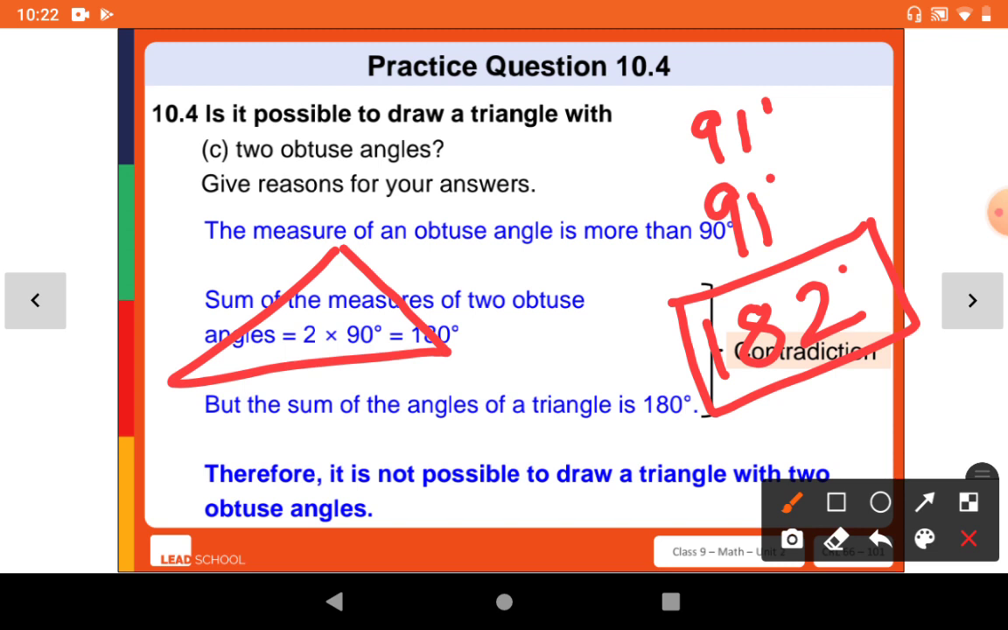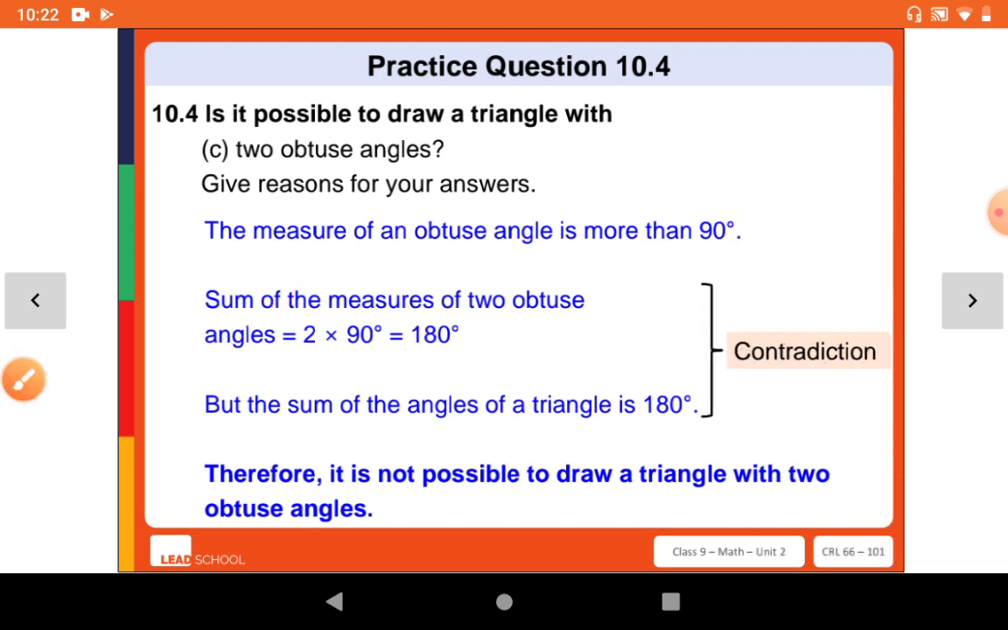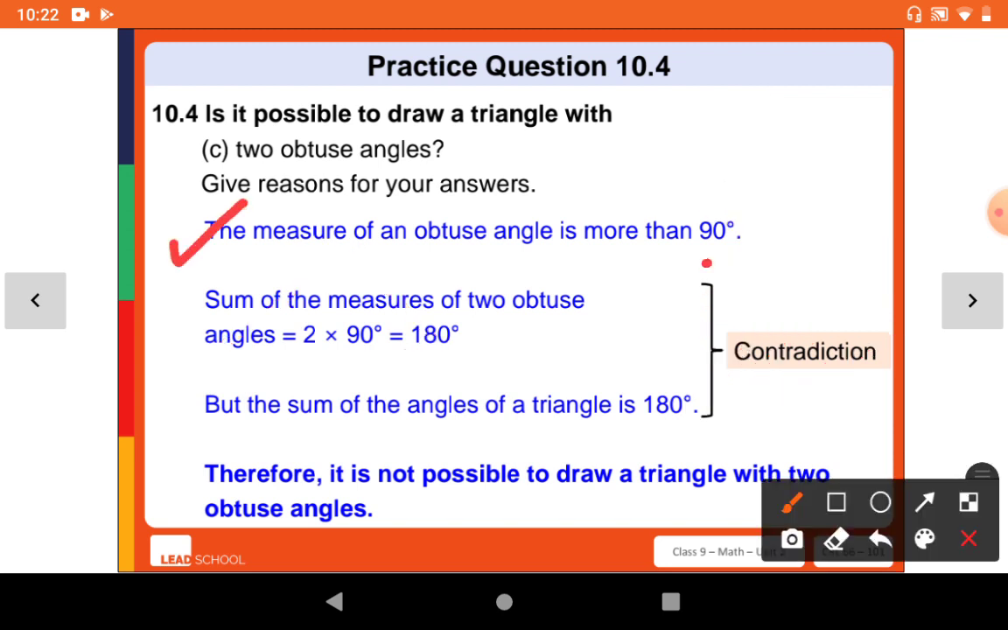Okay, so it is written here, the measure of an obtuse angle is more than 90 degrees, hence the measure of two obtuse angles will be more than 180 degrees, but the sum of angles of a triangle is 180 degrees. Therefore it is not possible to draw a triangle with two obtuse angles. बेटा आप इस क्वेश्चन को एग्जाम्पल लेके भी प्रूव कर सकते हो, जैसे मैंने अभी आपको 91 डिग्री वाली एग्जाम्पल लेके समझाया.